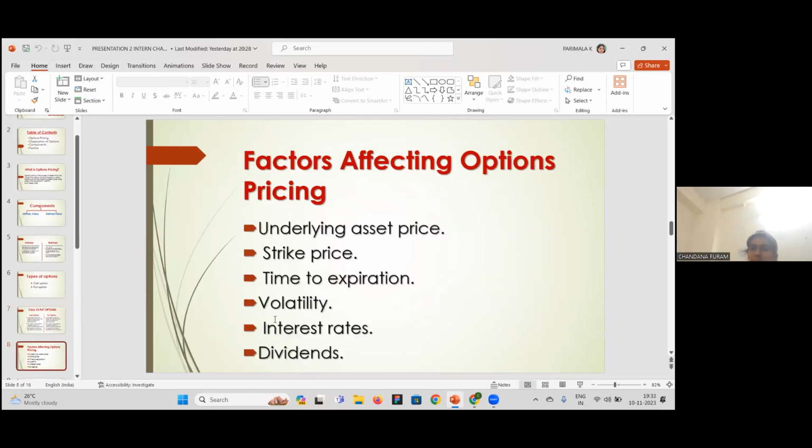These are the factors that are influencing options pricing. One is underlying asset price, or we can say stock price, strike price, time to expiration, volatility, interest rates, and dividends. The difference between the stock price and strike price is the intrinsic value, so intrinsic value also affects the options pricing.